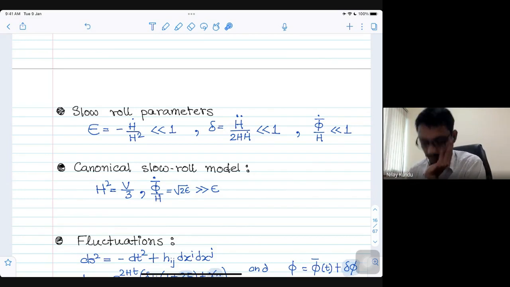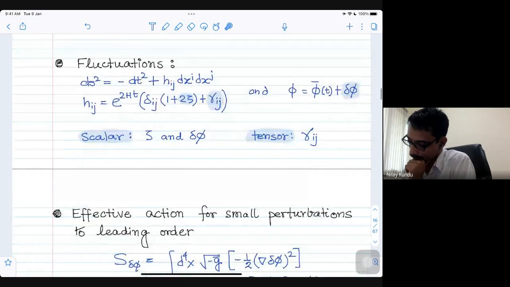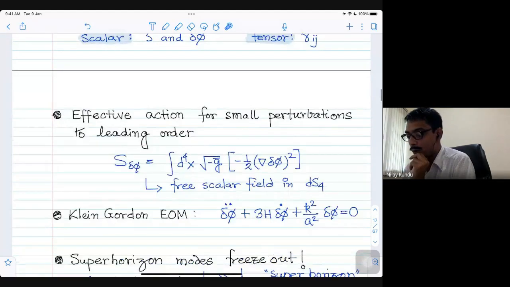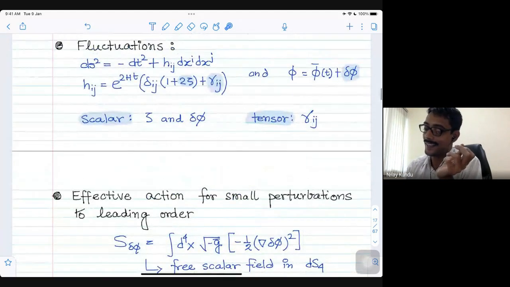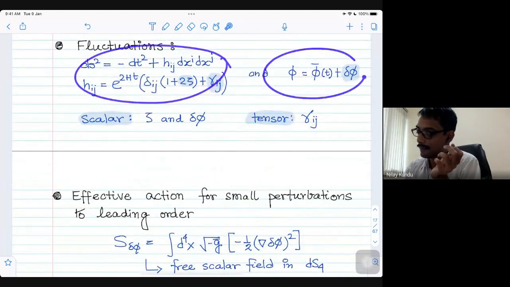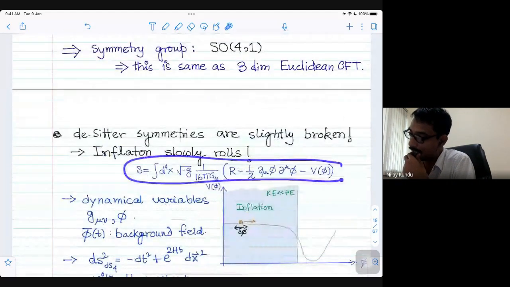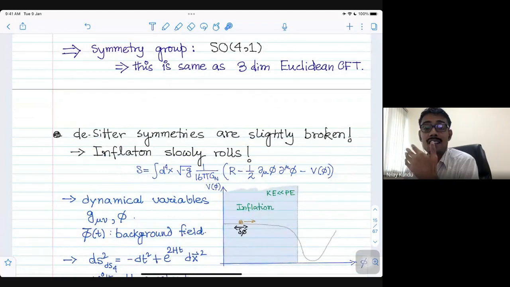Right. Thank you. Okay. So we have these fluctuations that we have defined, and then what you can do is take this metric, take this scalar field, put it back in the original action, and then you can linearize.